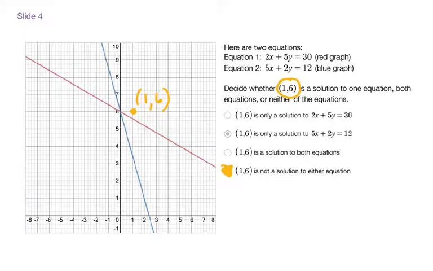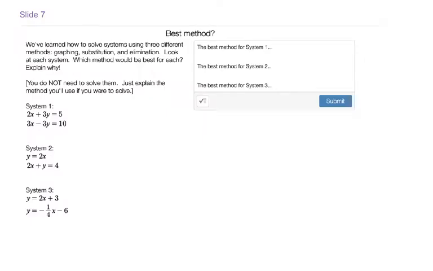Remember, solutions sit on the line, and a solution to a system is the point of intersection. We're now going to move on and look at slide number 7, because slide number 5 was a summary slide. Slide number 6 asks for you to graph 2 equations, and you're not going to be asked to do that on this exam.